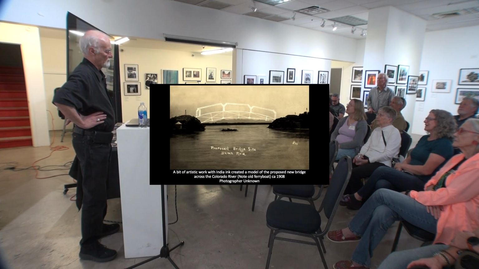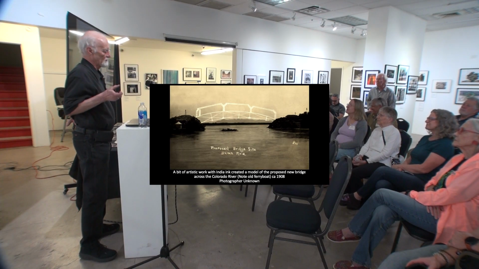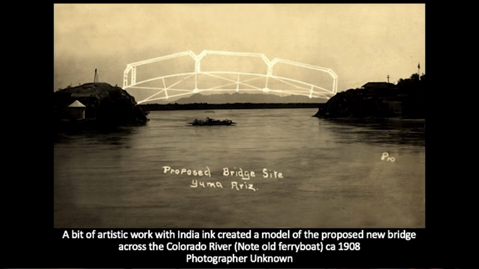This is a real photo postcard of the proposed bridge at Yuma. And they took India ink and drew the bridge in India ink on the negative, so they print it. And sort of metaphorically, they've got the old ferry boat on the bottom.